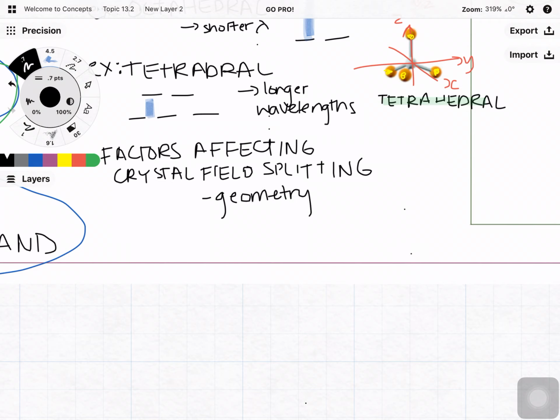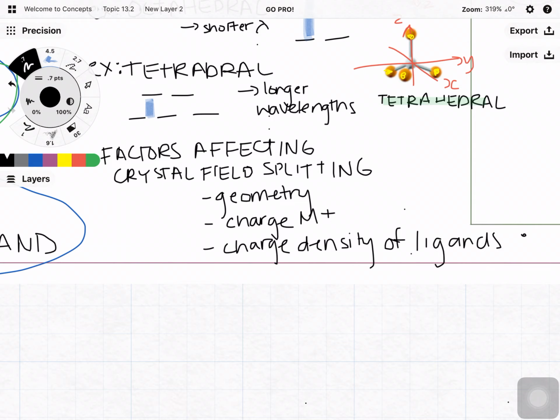Okay. The second thing that affects the crystal field splitting energy is the charge on the metal ion. The last thing that affects the crystal field splitting energy is the charge density of the ligand. And there's actually a table in your data booklet that tells you from lowest to highest which ligands will cause a greater splitting energy.